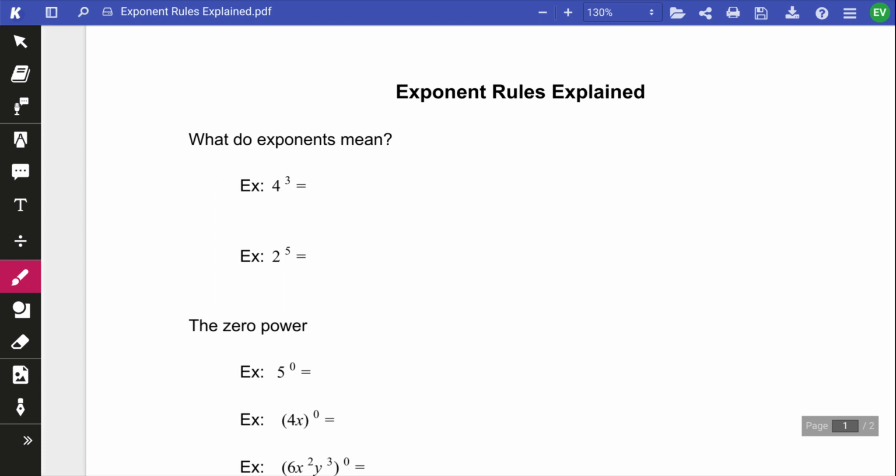So what do exponents mean? There are two parts to an exponent. There's the base, so the 4 is the base. That tells you what you multiply. So remember, exponents are like power multiplication. The base, the big number, tells you what you're going to multiply, and then the power, or the small number, is how many times you're going to multiply.